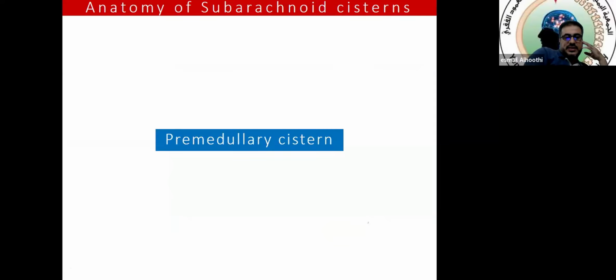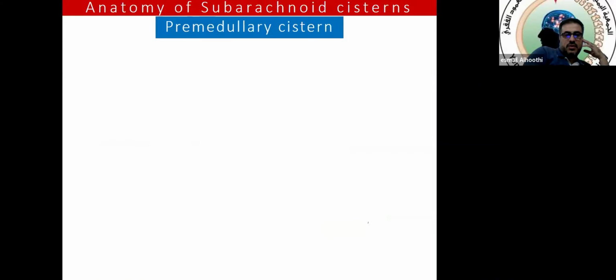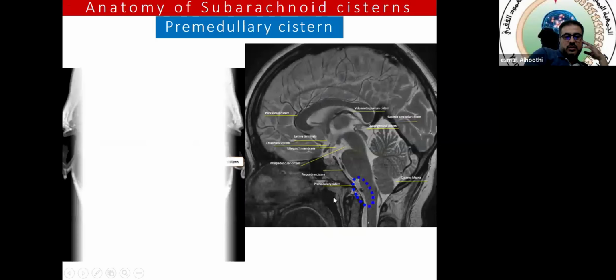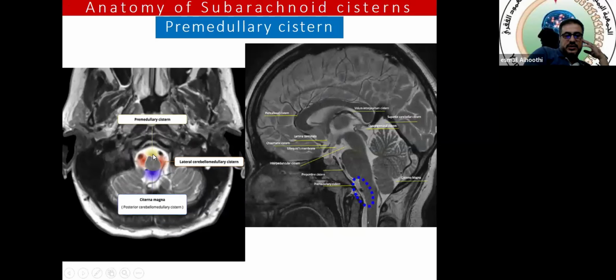Also, the other cistern is the premedullary cistern. The premedullary cistern is located just anterior to the medulla, as we see in this MRI. The space anterior to the medulla filled with CSF is called the premedullary cistern. Also in this axial view, the yellow one is the premedullary cistern.